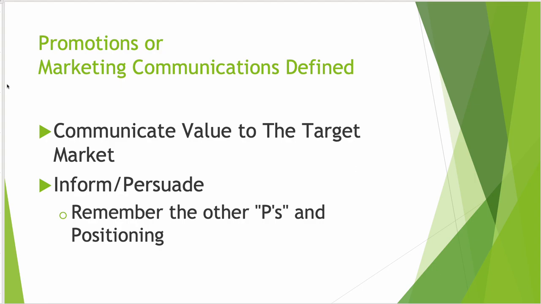But the whole goal of marketing communications, in any form, is to communicate value to the target market. Now, it's along a continuum of inform and persuade. At certain times you're going to do more informing and less persuading, and vice versa. It depends upon the product life cycle. During the introductory phase, we want just to get our name out there, so people know about us. That's more on the informing. The persuasion part comes when we make our case that we're actually selling.